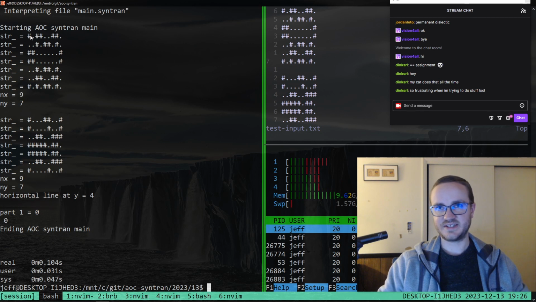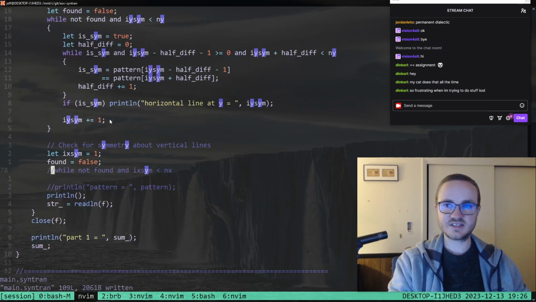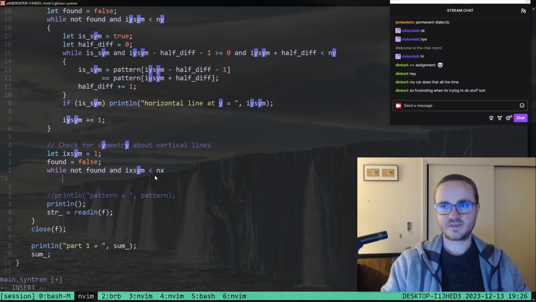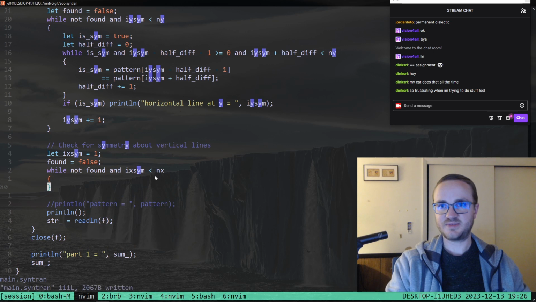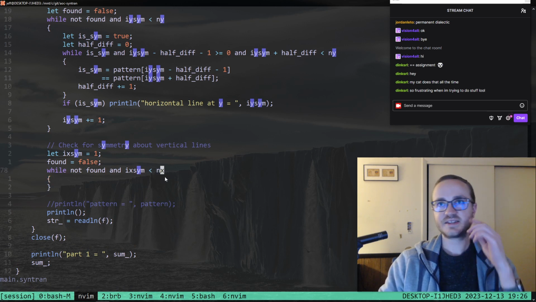Okay, so the x is 9. 1, 2, 3, 4, 5, 6, 7, 8, 9. I think that's right. And I get that for both patterns. Okay, now we have to fill in this while loop, now that we have nx.